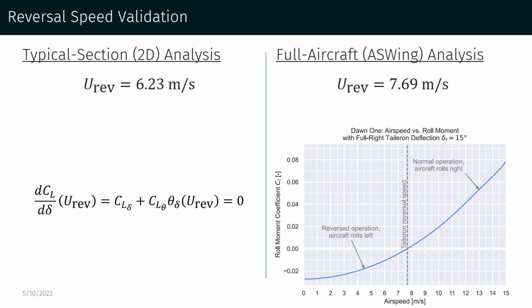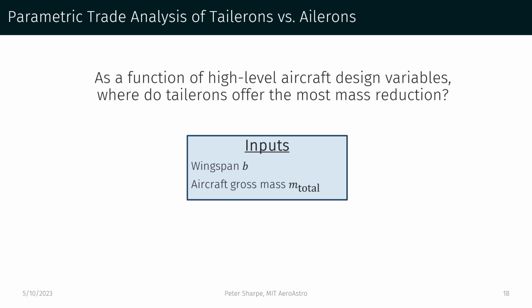Thus, the typical section analysis is clearly useful for understanding and estimating the basic principles of Taileron control at a fraction of the computational cost of full aircraft simulation. The third and final section of this paper broadens these findings and attempts to make them most valuable for aircraft designers. In particular, they attempt to answer the question, as a function of high-level aircraft design variables, where do Tailerons offer the most mass reduction? What kinds of airplanes should they be considered for?